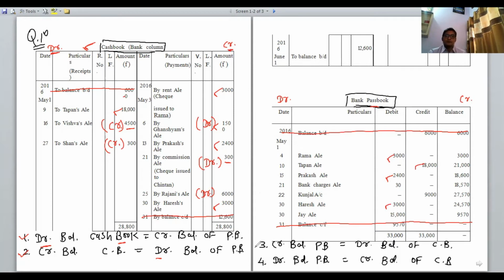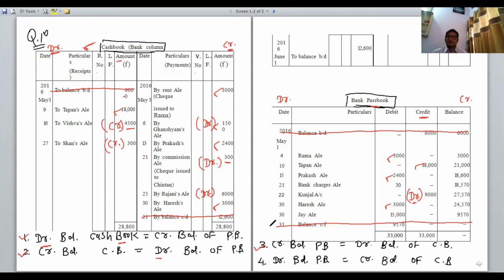Two steps are over. Third step, credit balance of passbook. As per the passbook, the credit balance must be matched with the debit balance of cash book. 18,000, 18,000 tally. Here 9,000 has a credit entry, but there is no 9,000 debit entry in the cash book, so this 9,000 should be on the debit side of the BRS.